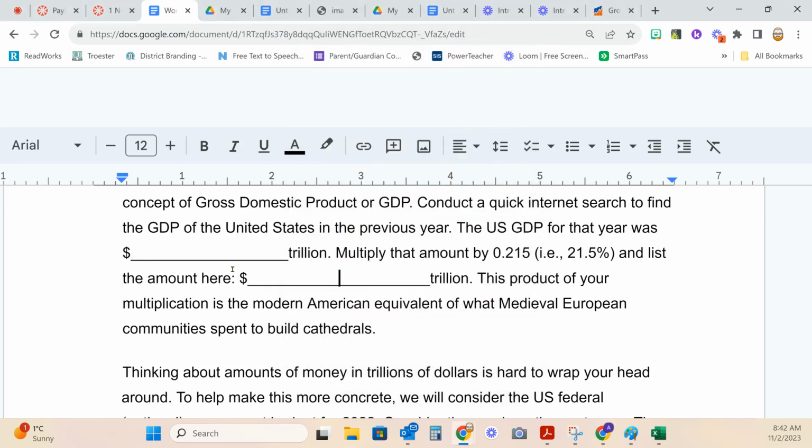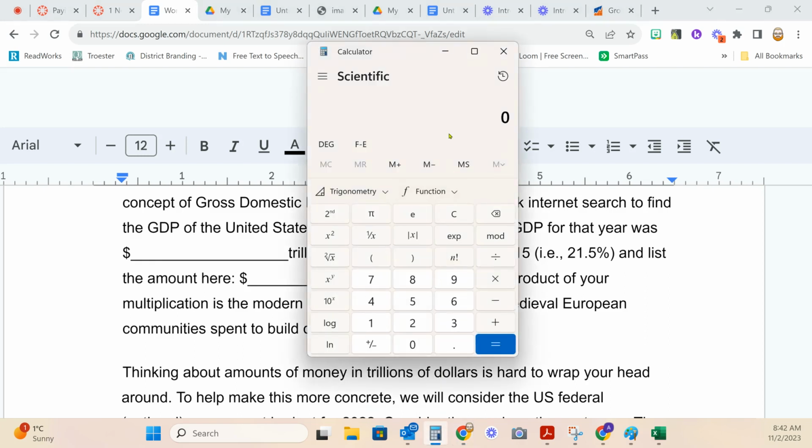So here, right, in that second blank, 26.14 times 0.215, we get $5.62 trillion in that second blank. Okay, everybody got that in that second blank?